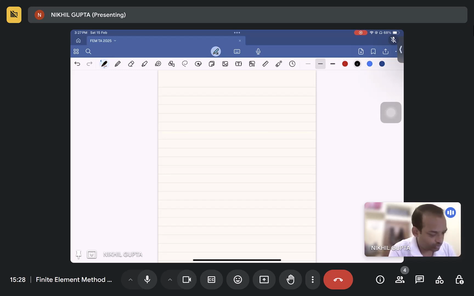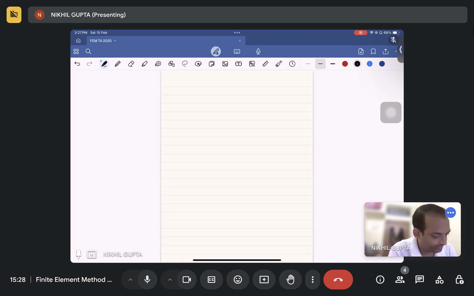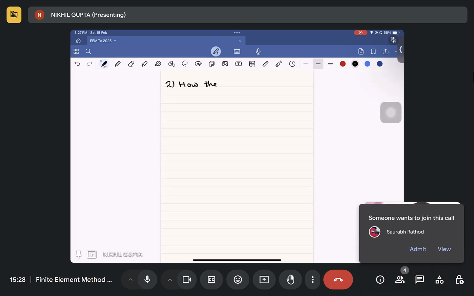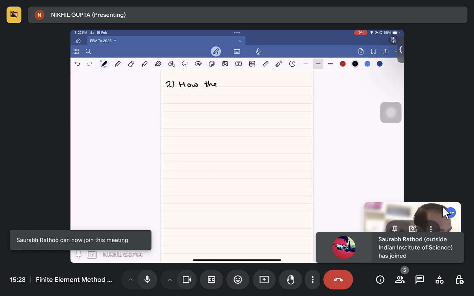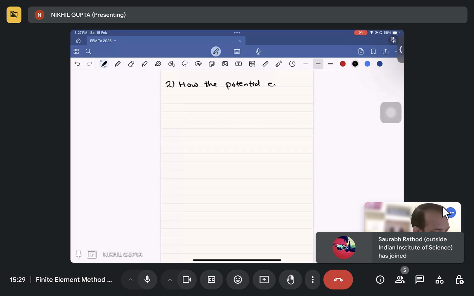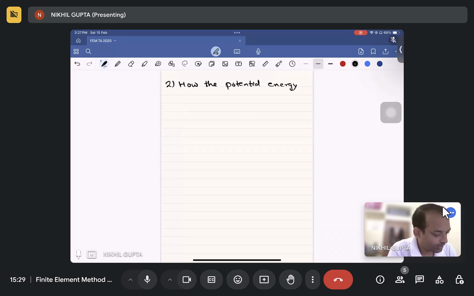So the next question was how this equation is valid. Doubt number 2, I'll write: how the potential energy equation is valid, which is pi is equal to strain energy minus work done, external work done. Okay, so I'll start from the basics.